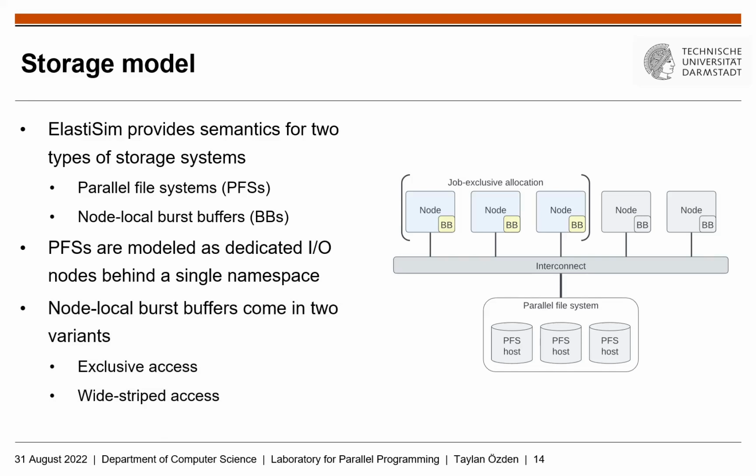As for node local burst buffers, they come in 2 different flavors: exclusive access and wide striped access. In exclusive access, the nodes have only access to their own burst buffers, but in wide striped access, the burst buffers of nodes that are allocated to a single job are aggregated behind a single namespace.